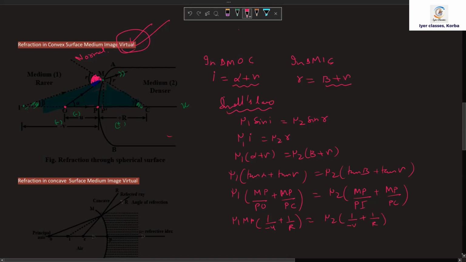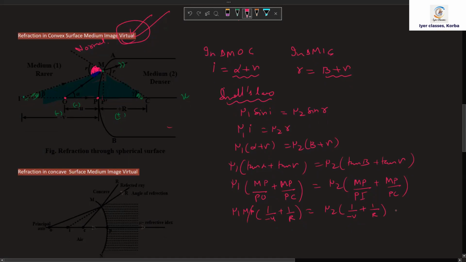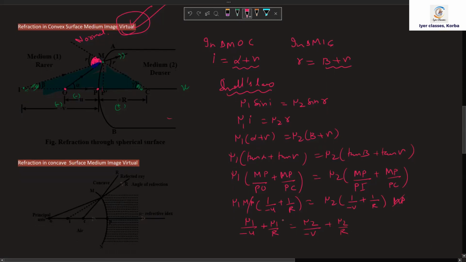Now open this. MP was here and MP was here too, so it gets cancelled. So you will get mu1 by minus U plus mu1 by R, that is equal to mu2 by minus U C plus mu2 by R. Now I'll take this here and this here. You will get mu2 by V minus mu1 by U is equal to mu2 minus mu1 divided by R.